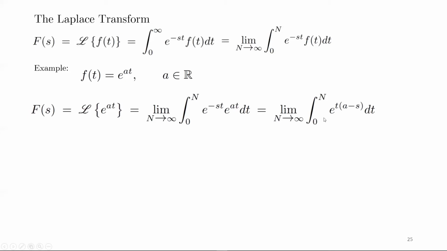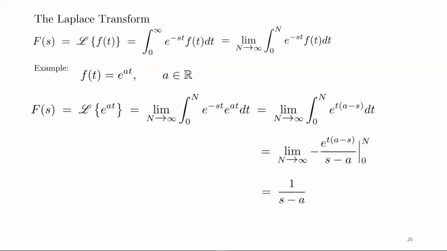Okay, and again we're integrating with respect to the variable t here, so we can quite easily see that that integral is just going to be equal to minus e to the t multiplied by a minus s, divided by s minus a. That's the limit as n goes to infinity, and our integration limits are n to 0. Okay, and if we assume that this integral converges as n goes to infinity, that tells us something about a and s.